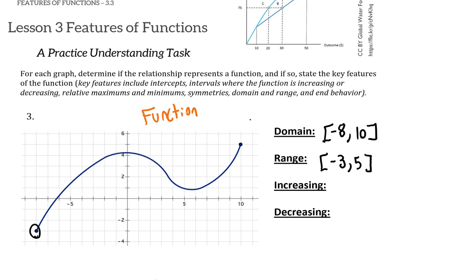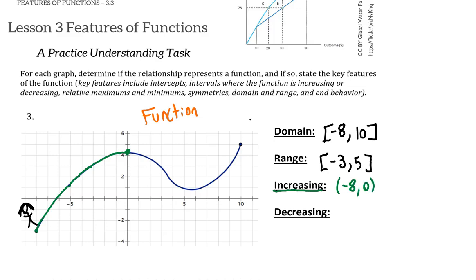Next up, we want to consider intervals of increasing and decreasing. To do that, I like to think of a little person riding the graph like a roller coaster. For this first section of the graph, I'm going to do increasing in green here. This person is going up, going up, going up until we get to here. So the function is increasing from -8 all the way to 0.